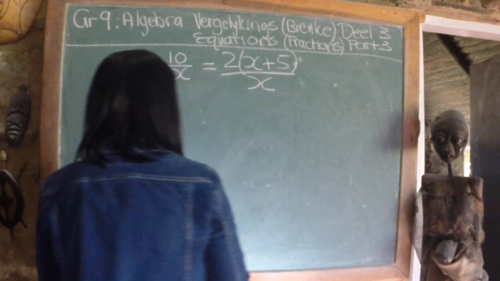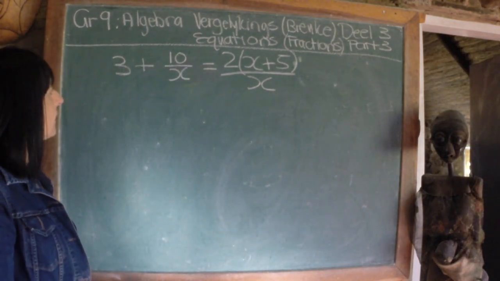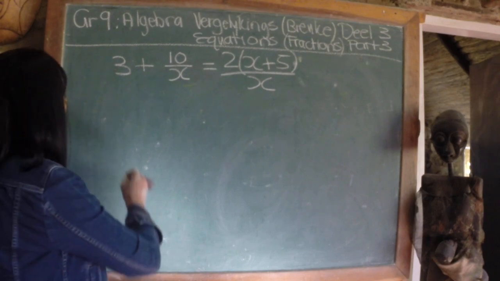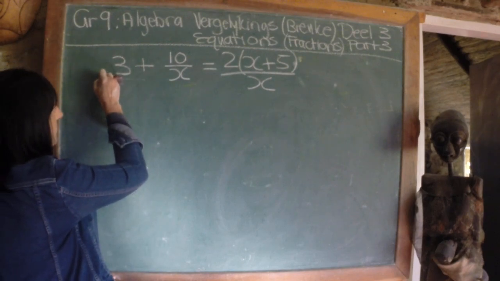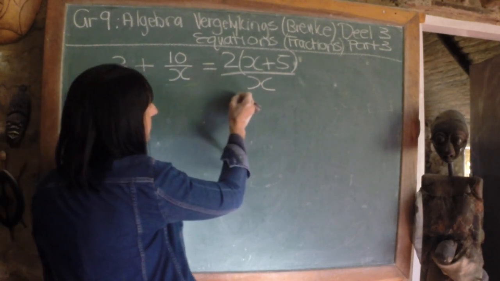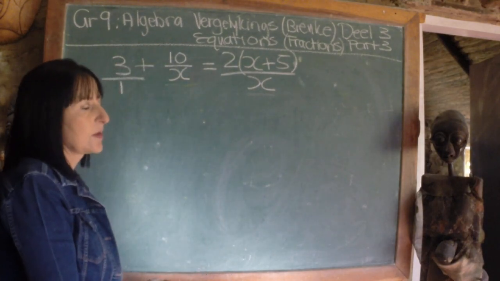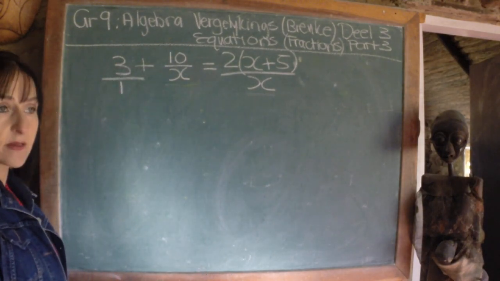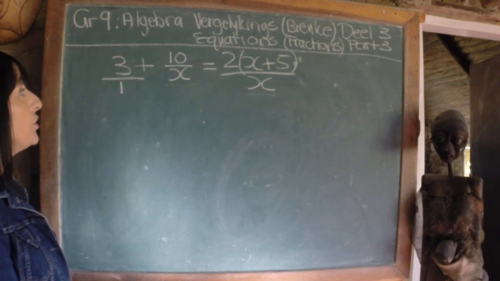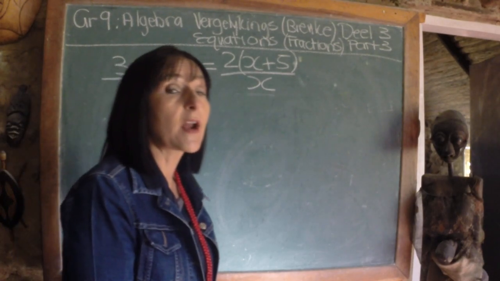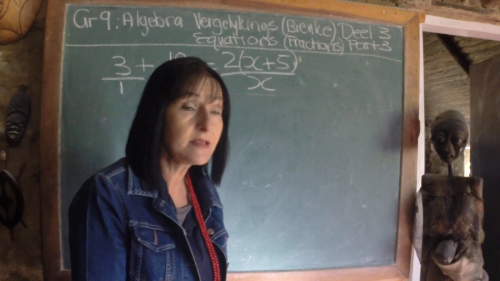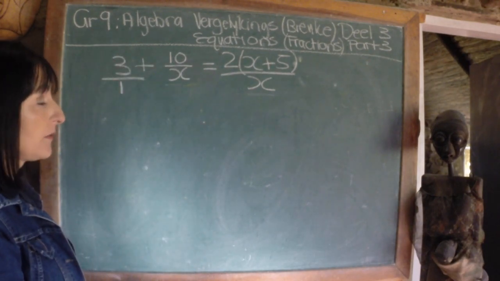What is different about this sum today than the sums that we did yesterday is, if we look at the fractions, we see that the denominator in these two fractions, in this equation, is x instead of a number. Vandag se breuke, se noemers is veranderlikes, letters van die alfabet. It's not numbers like the previous lessons, but it's now letters of the alphabet.